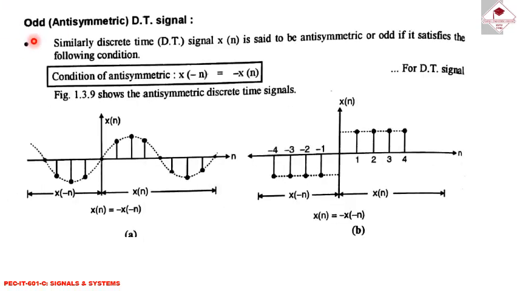Next, the odd discrete time signal. Similarly, the discrete time signal x(n) is said to be antisymmetric or odd if it satisfies the following condition. The condition of antisymmetry is x(-n) = -x(n). Now if you see this particular figure, it satisfies the above condition, that is x(-n) is equal to -x(n). So this is the graphical representation of an odd or antisymmetric discrete time signal.